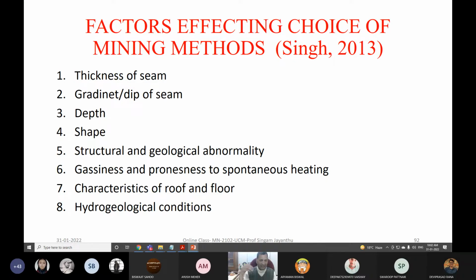And of course, so many times what happens when you are going at depth, more stresses will be there. When it is a pillar, then the pillar will burst. That is that type of bump. You can say coal bumps. So many things will happen.